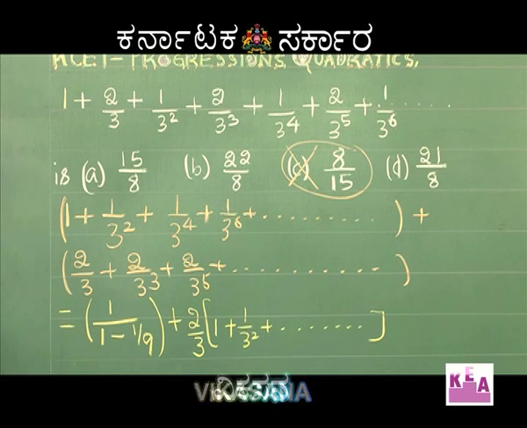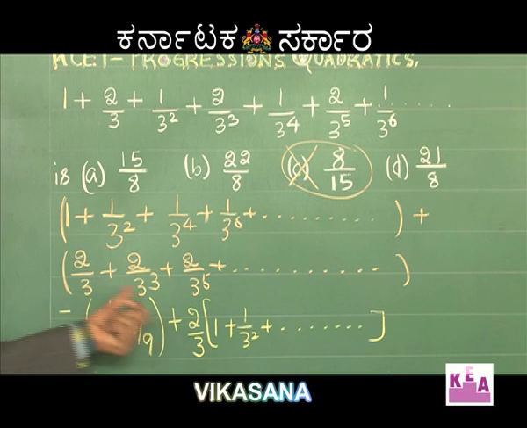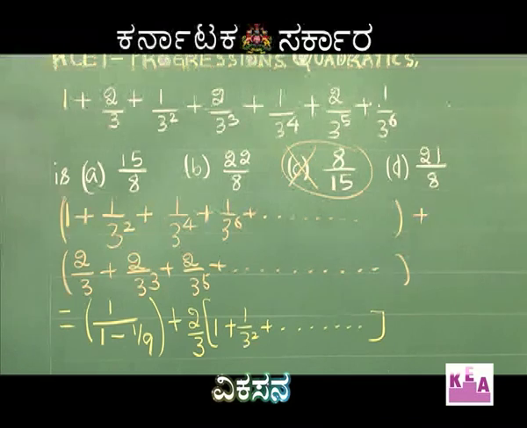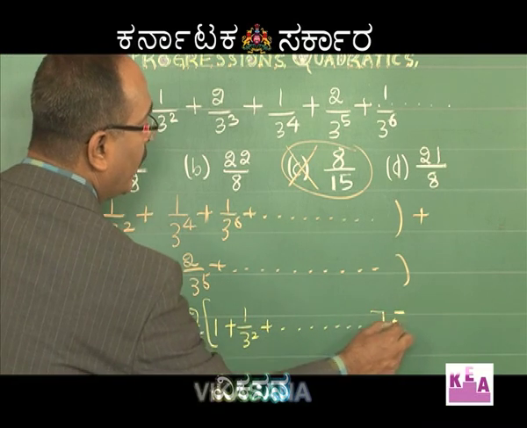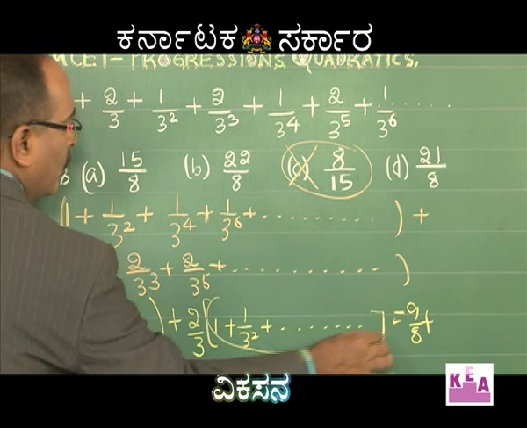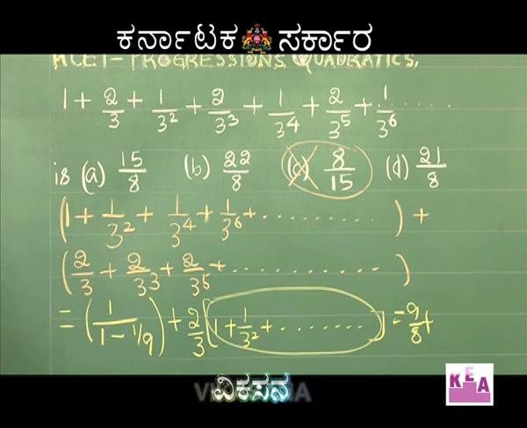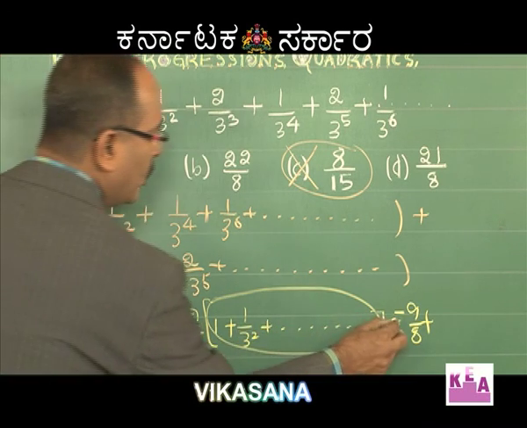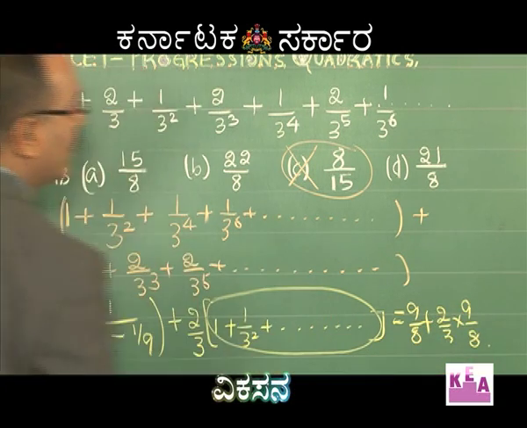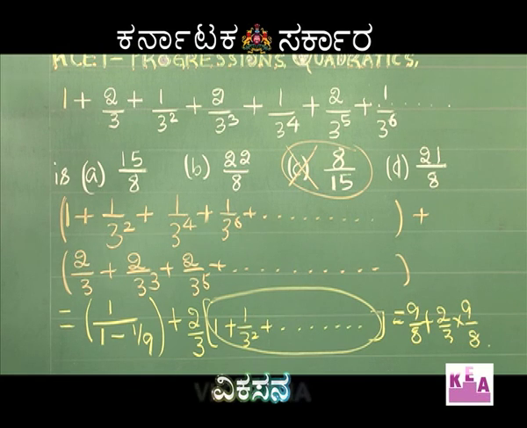What is that equal to? So you can see here, dear students, there is 1 by 1 minus 1 by 9. 9 is the LCM, that 9 will go to numerator. 9 minus 1 is 8. So this is 9 by 8. Do you agree with me? That is equal to 9 by 8 plus 2 by 3 times. What is this? This is also 9 by 8, because just now we have evaluated it. That is 9 by 8 plus 2 by 3 times 9 by 8. Is that correct?